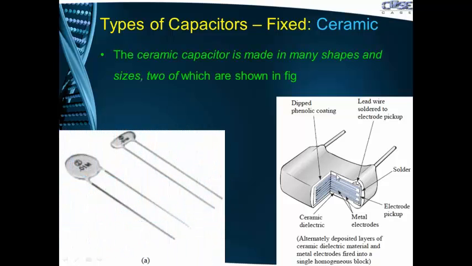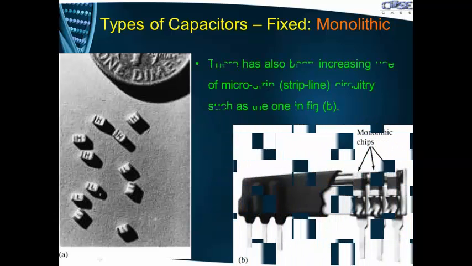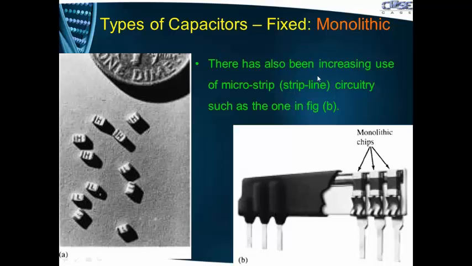This is a ceramic type capacitor in which ceramic materials are used. Ceramic is a kind of insulator which is used between the conducting plates. Then you have monolithic capacitors, which are used in small integrated circuits. Their size is pretty small, and they are usually surface mount. There has also been increasing use of microstrip circuitry, such as shown in this figure.